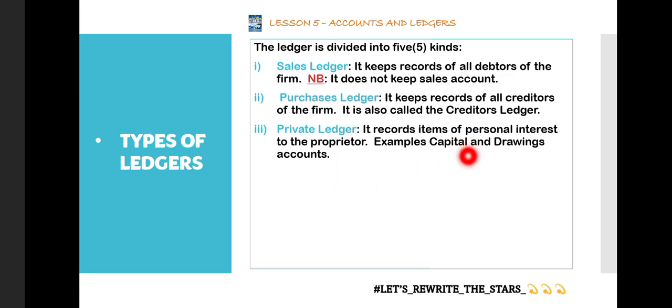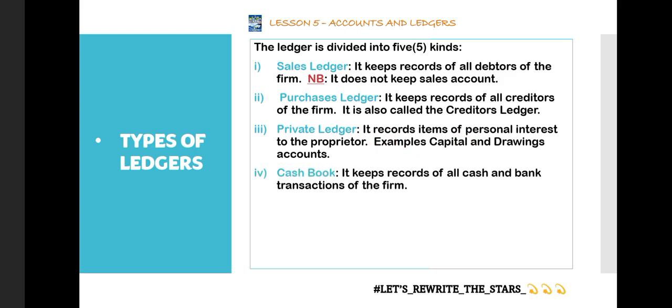So you see, we have capital account. Capital account is when the owner introduces new money into the business. That one relates only to the owner, so it goes under private ledger. Drawings account is when the owner removes money from the business for his own personal use. And that one, because it is only relating to the owner, is under private ledger. Please, I hope it is clear. Very good.